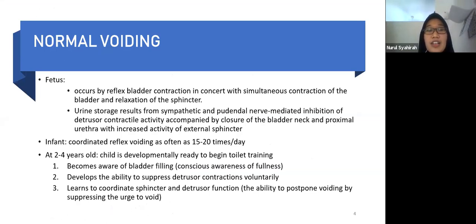Infants usually have coordinated reflex voiding as often as 15 to 20 times per day. Children at the age of 2 to 4 years are developmentally ready to begin toilet training. However, to achieve conscious bladder control, several conditions must be present. First, they must become aware of bladder feeling, meaning conscious awareness of fullness. Second, they develop the ability to suppress detrusor contraction voluntarily. Third, they learn to coordinate sphincter and detrusor function, meaning they are able to postpone voiding by suppressing the urge to void.